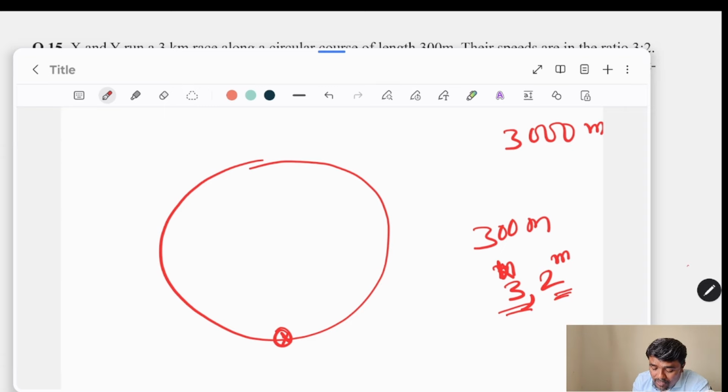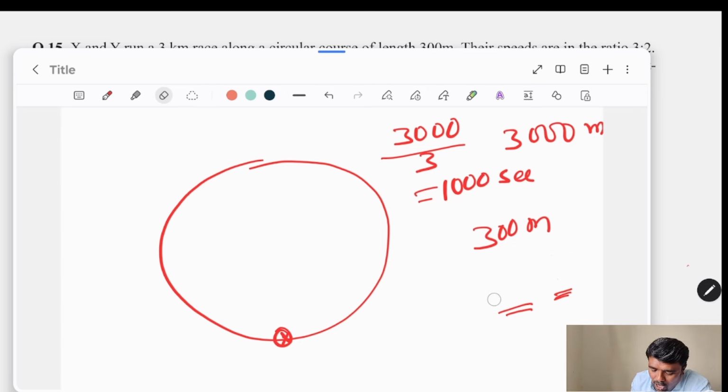So my question to you: to complete this entire 3000 meters, he has to complete 10 rounds. How much time does the winner have to spend? That is 3000 meters by 3, distance by speed equals time. So 1000 seconds to complete the entire race. That's the first point. The second point: how much time does it take to overtake the other one? That is based on the relative speed. Here one is 3, one is 2, so the relative speed is 1 meter per second.